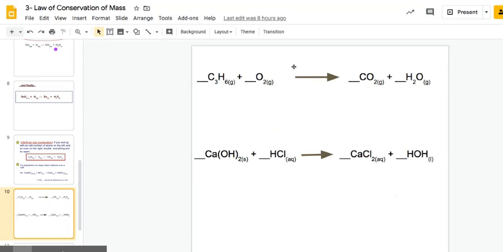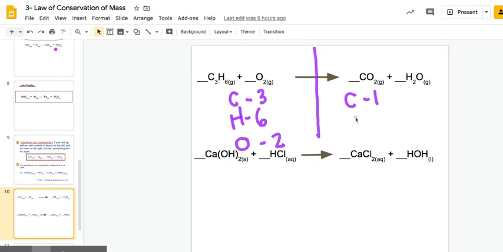So we will do a couple more. Once again, if you want to give these a go, pause and attempt away. I'm going to cut in half like typical. I'm going to start counting. Carbons 3, hydrogens 6, and oxygens 2.